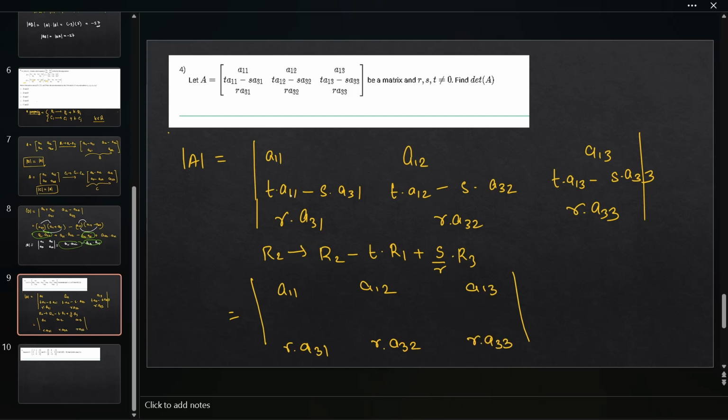What would happen if we subtract t times of a11? This term will get cancelled, this term will get cancelled, and this term will get cancelled. And then we add SR3: SA31, S times of A32, and S times of A33. So this term will become 0, this term will become 0, and this term will also become 0. So since we have a 0 row in our determinant, the value of our determinant will become 0.